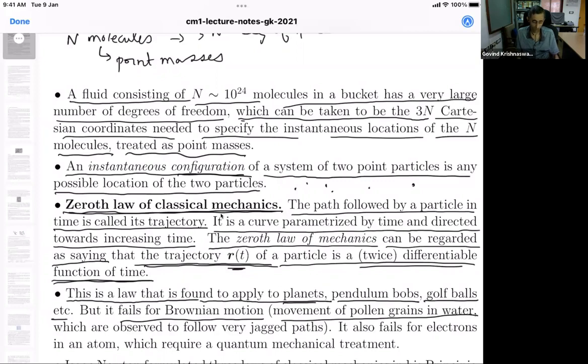Yes, in this particular case, it is a fact that this pollen grain is being knocked by water molecules very, very frequently, and so its path is very jagged. The pollen grains in water are observed to follow very jagged paths, and it is simply not useful to model such a path as a twice differentiable function of time. That's not a useful approach.